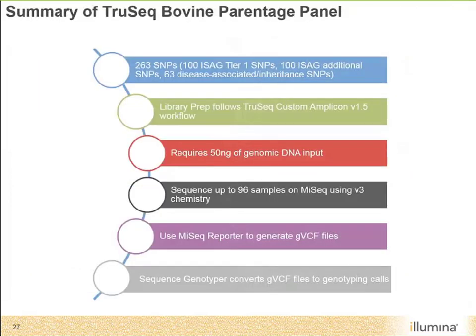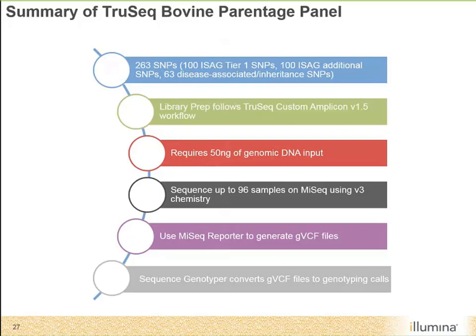So just to summarize the overall workflow of the TruSeq Bovine Parentage Panel, it encompasses 263 SNPs we've talked about today. 200 SNPs are ISAG and the rest are disease-associated or inheritance SNPs. The library prep follows the TruSeq Custom Amplicon version 1.5 workflow. It requires 50 nanograms of genomic DNA.